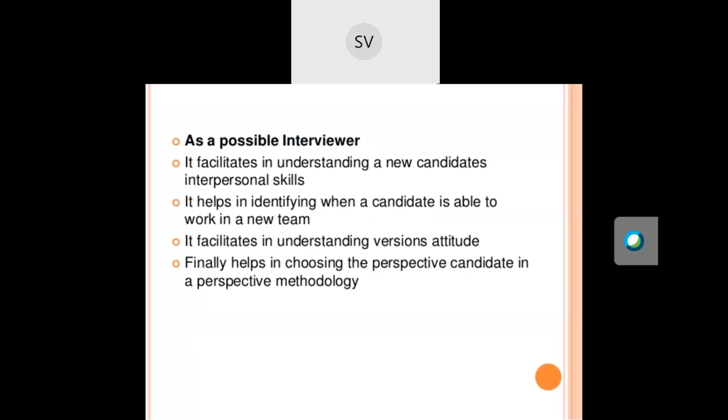For possible interviewers, it facilitates understanding of new candidates' interpersonal skills. It helps in identifying whether a candidate is able to work in a new team. It facilitates understanding their attitude, and finally helps in choosing the prospective candidate.